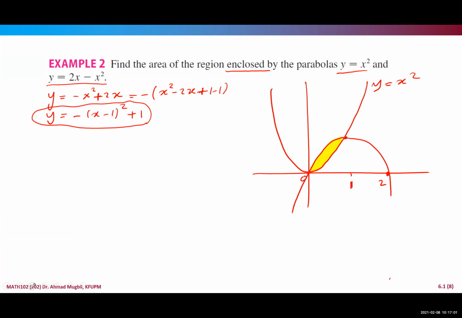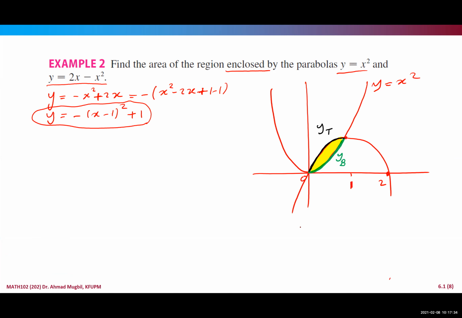This curve here, let me choose another color. This one here is the upper, so this is y top. And another one, let's say this one, this is the lower. We will call it y bottom, for example. Now, to find the area of this region, what will we do?